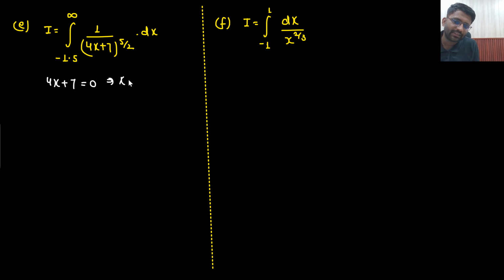So what is the value of x? The value of x is coming out to be minus 7 by 4, which is equal to minus 1.75. Minus 1.75 is not even lying in this range, not in the limits. That means it is not a problem for me. Are you able to understand this point? It is not an issue for me now, because it is not even lying in this limit, so I don't need to break down this limit.